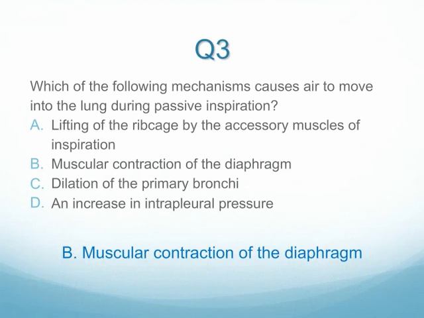With passive inspiration, we don't have to do all the work of using the accessory muscles. So we're just relying on the muscular contraction of the diaphragm to pull air into the lung. Now, having dilation of the primary bronchi is not going to be the thing that causes inspiration. Dilation of the primary bronchi would just allow air to move in and out of the lungs a little bit better. And an increase in intrapleural pressure will actually probably cause the patient to have less air moving in and out of the lung because we're kind of compressing the lung. Remember, the pleural area is outside of the lung, surrounding the lung by the chest wall.